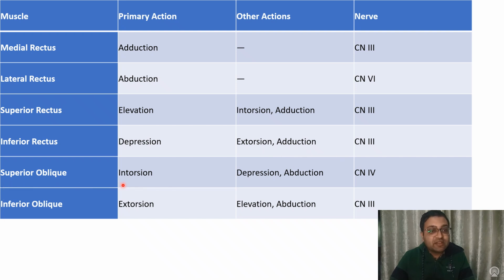Superior oblique primary action is intorsion, as we all know. Second is depression, the secondary action, and tertiary action is abduction. Inferior oblique, the main action, primary action is extorsion. The other actions include the secondary action, which is the elevation, and the tertiary action, which is the abduction.